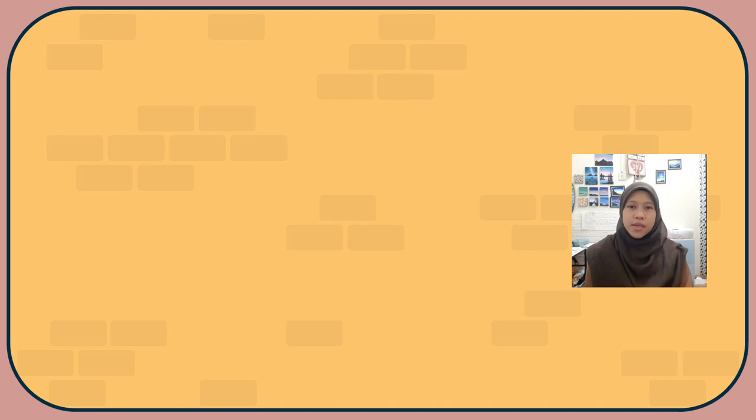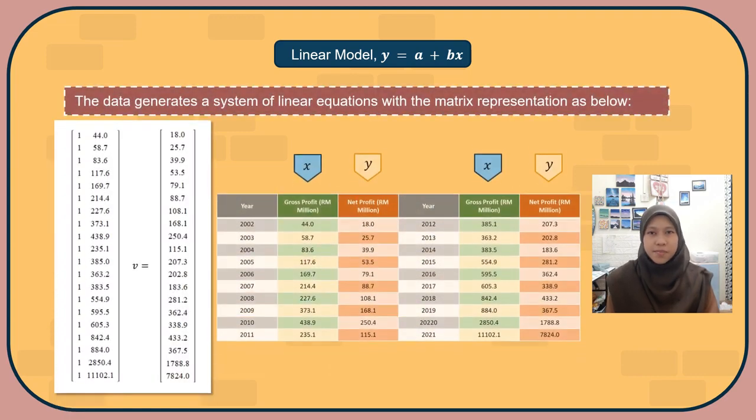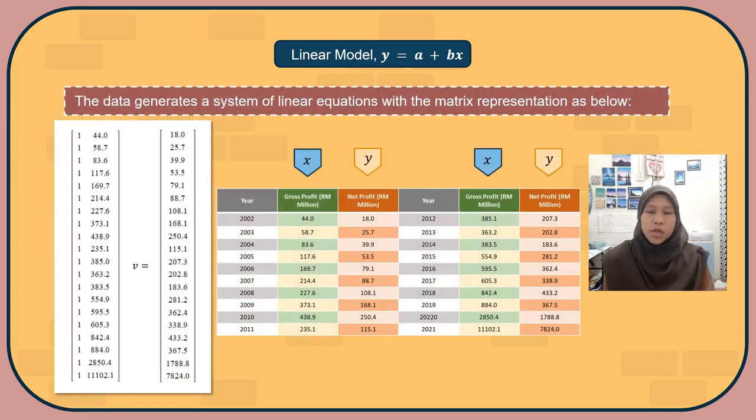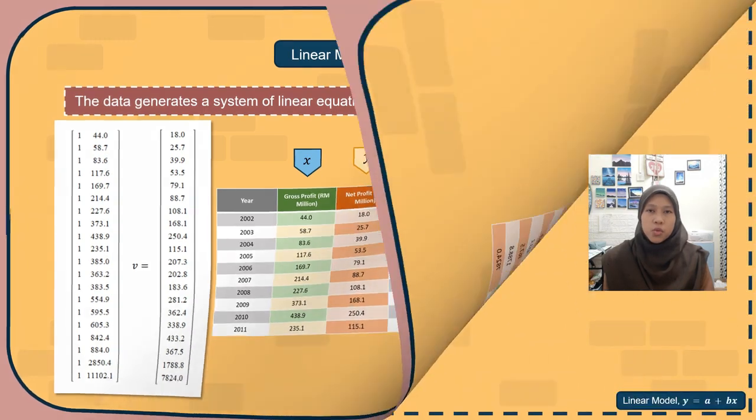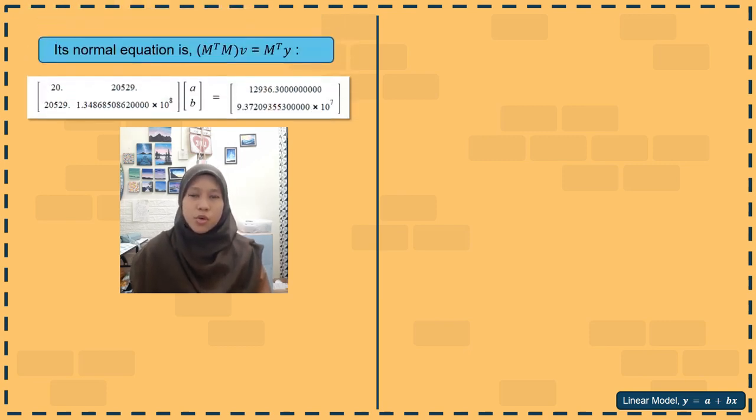So now, I will present the basic mathematical model, which is the linear model, Y equal to A plus BX. By keying the command in Maple software, the data generates a system of linear equations with the matrix representation as below. Set up the matrix M with a dimension of 20 by 2 and Y with a dimension of 20 by 1. Then, we need to multiply the transpose of matrix M with matrix Y. Note that the transpose of matrix M has dimension 2 by 20 and matrix Y has dimension 20 by 1, so the answer will have dimension 2 by 1. At last, we will get the normal equation as shown above.